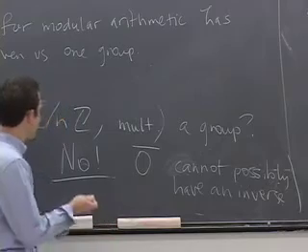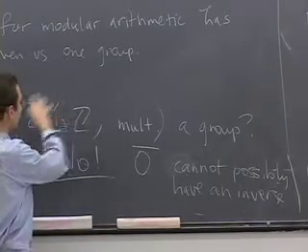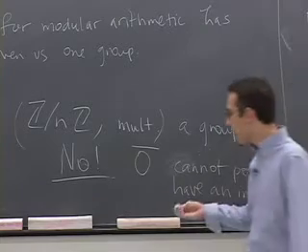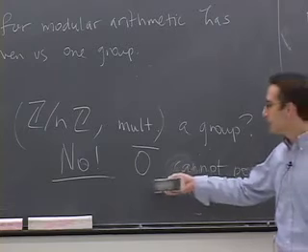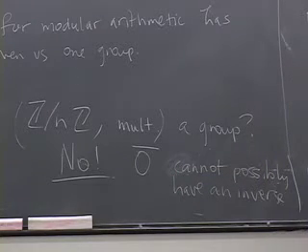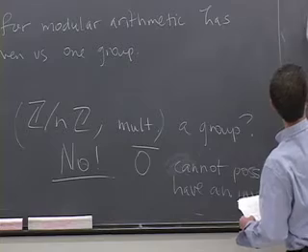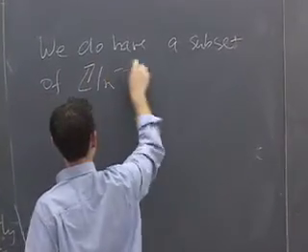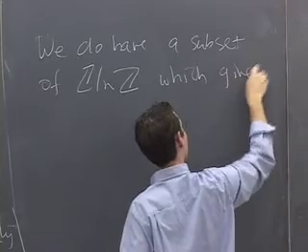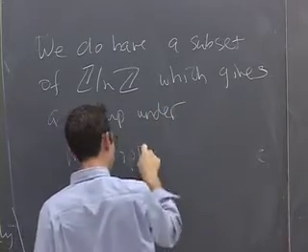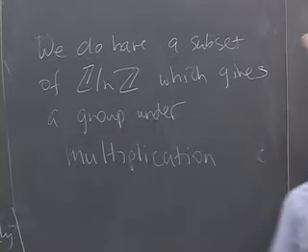But can somebody see a subset of Z mod nZ which gives a group? Go ahead. Exactly. You just do the simplest thing. The problem here is that there are things which don't have inverses. So you just take the ones that have inverses. So we do have a subset of Z mod nZ which gives a group under multiplication. Explicitly, the set of things that have inverses.